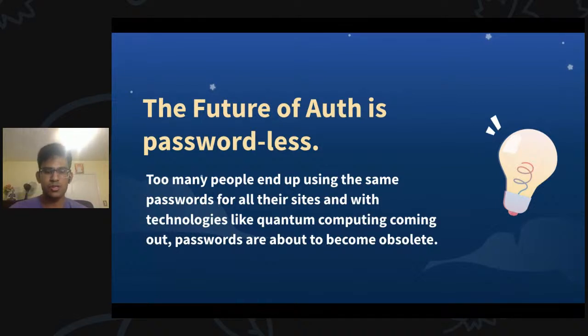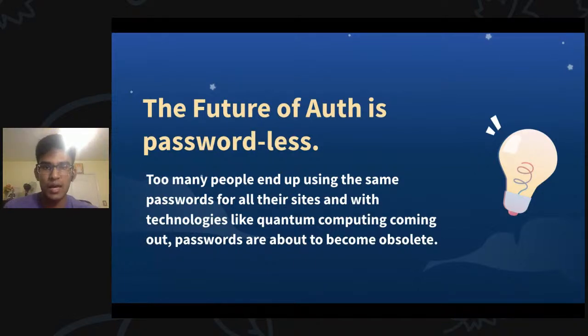And the reason why passwords are so obsolete is because, one, people end up using passwords for too many sites, right? A lot of people do that. Even software engineers, I guarantee you, probably do that as well. And the issue is that with technologies like quantum computing coming out, a quantum computer is literally just a much more powerful computer than your average computer, and it can run brute force attacks on Google or Facebook or other big authentication systems. It can run brute force attacks where you have a very, very complex password, and it'll run through all the possible combinations of a password much faster than our average computer.